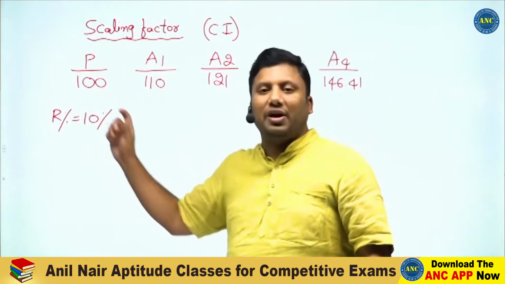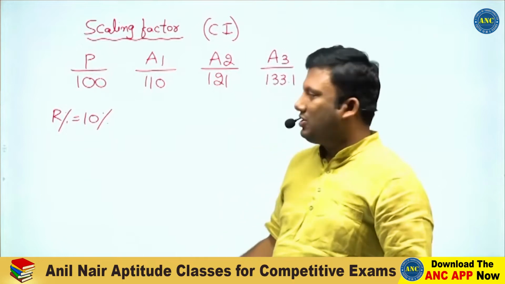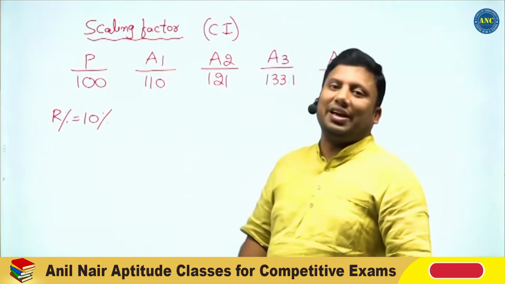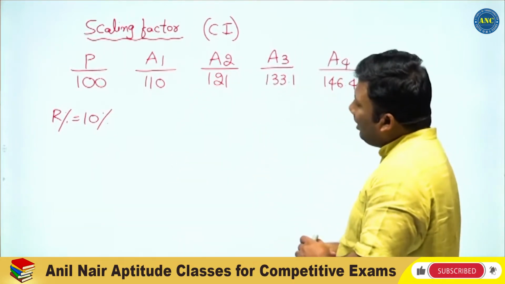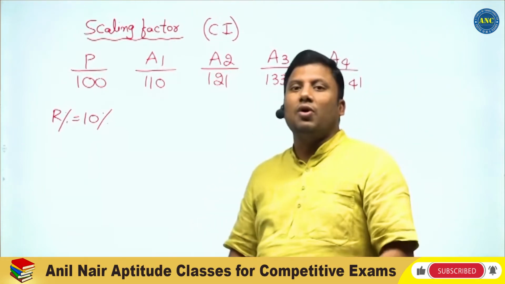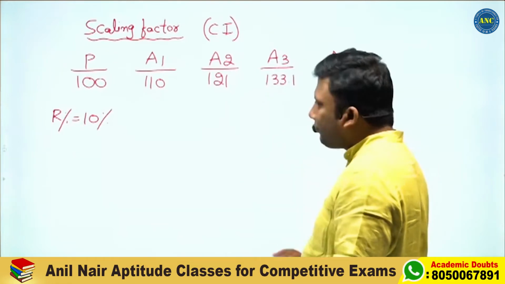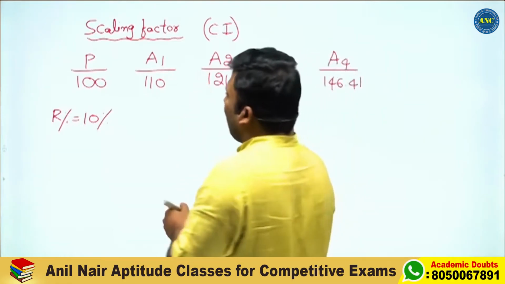I took from my friend 100 rupees. At the end of 1 year, I gave 110 rupees. At the end of 2 years, I gave 121. At the end of 3 years, 133.1. At the end of 4 years, I gave 146.41. Now listen carefully. 100 became 110.